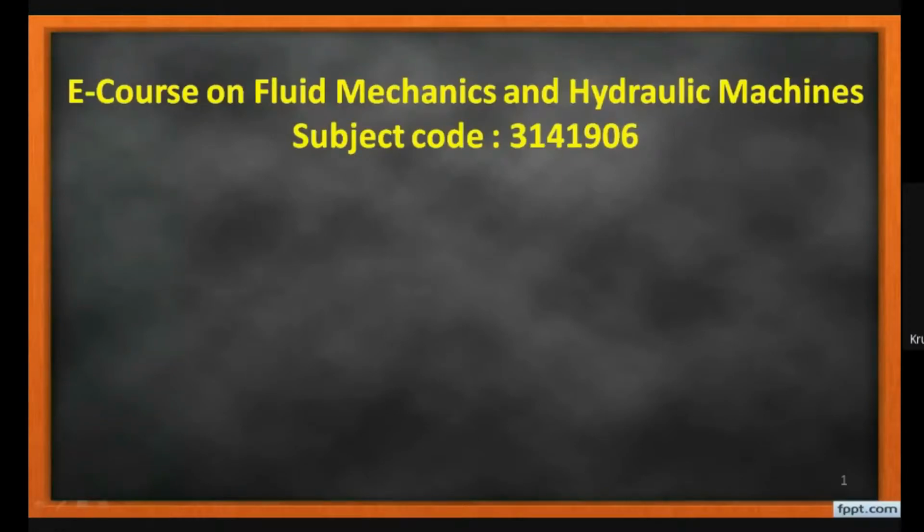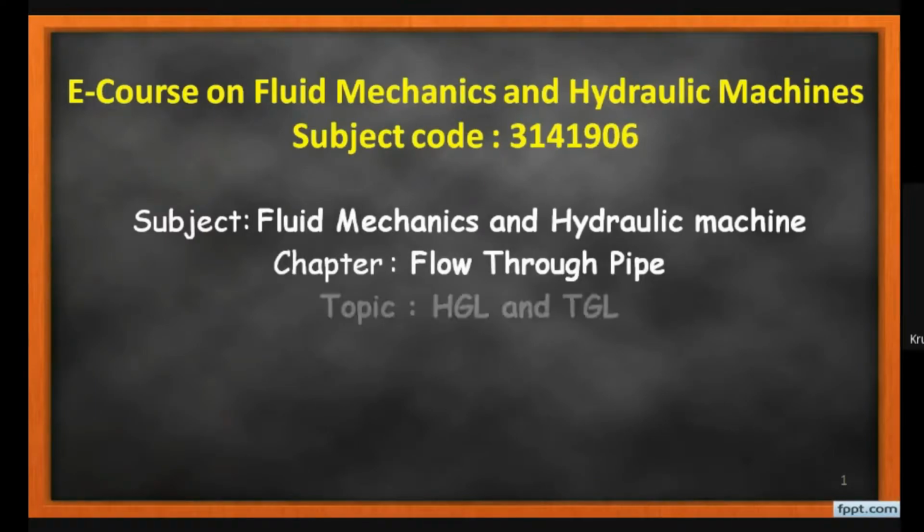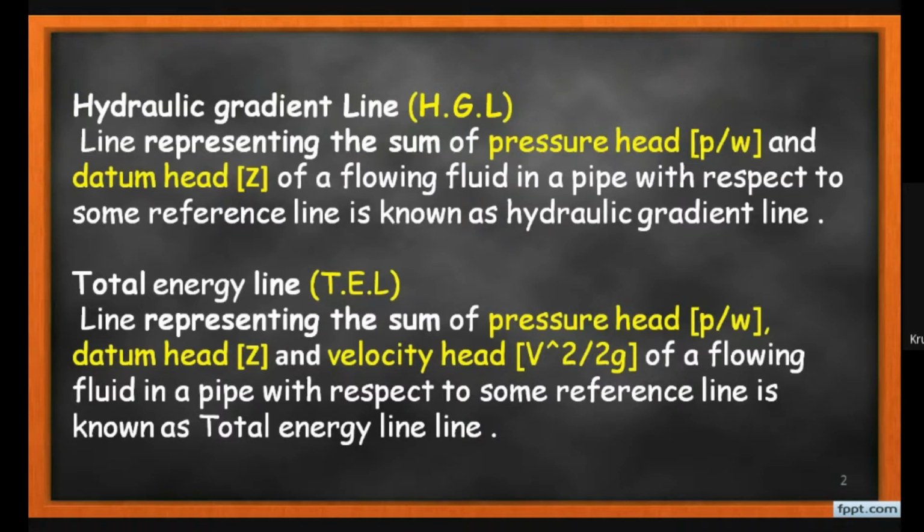In today's lecture, we are going to discuss an important topic from chapter number 9, that is flow through pipe, and the topic is HGL and TEL, which are named the hydraulic gradient line and the total energy line. So first we discuss the definition of HGL.